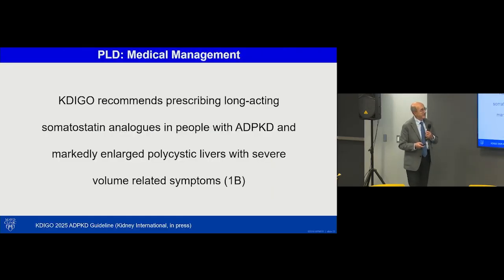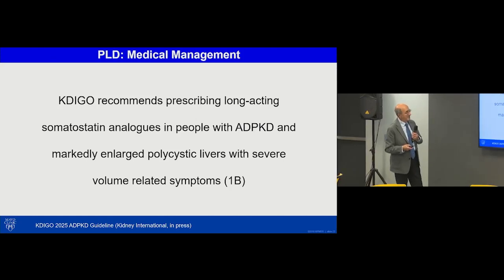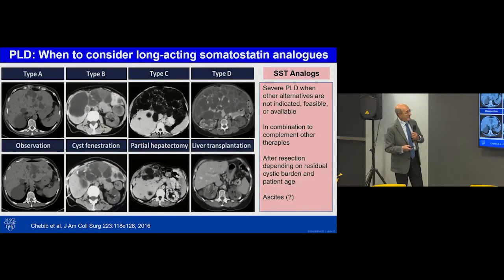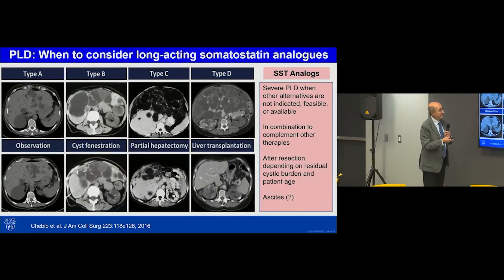So based on this, KDIGO, that is going to appear in 2025, recommends prescribing long-acting somatostatin analogs in people with ADPKD and markedly enlarged polycystic livers with severe volume-related symptoms. Now, somatostatin analogs can be used in severe polycystic liver disease when the other treatments are not indicated or feasible, mainly surgical treatments. They can also be used in combination to complement other therapies, and also after combined surgical cyst fenestration and partial resection, in patients where you have a significant amount of cysts left behind, particularly if it's a young woman that has potential for further growth. You can use somatostatin analogs to slow down this process or avoid this process.